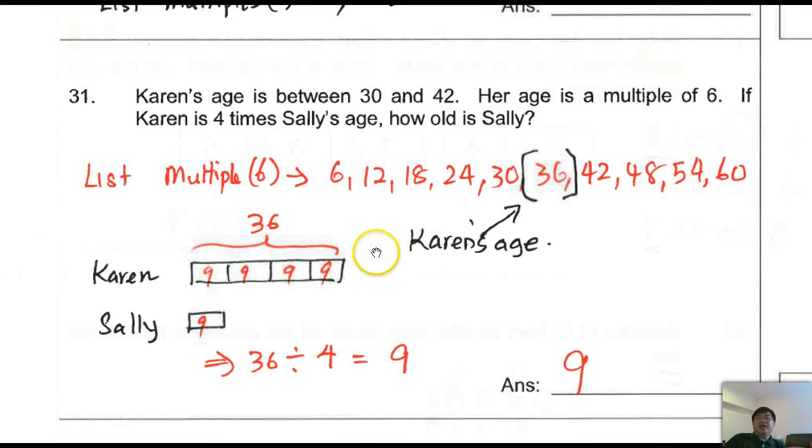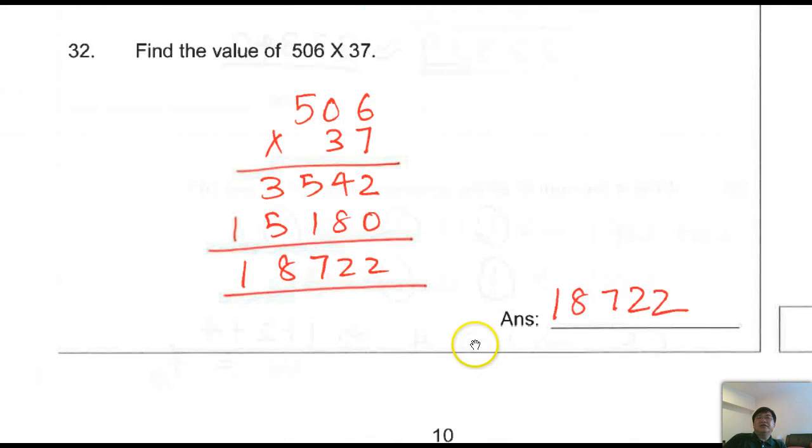Next, Karen's age is between 30 and 42. Make sure you list it down, okay, until probably 42 you can stop. So it's between 30 and 42, yes, so it is 36. Karen's age is 36, we found out one. Okay, now her age is a multiple of 6, correct? Okay, multiple of 6. If Karen is 4 times Sally's age, how old is Sally? So you take 36 divided by 4, and Sally is 9 years old. Answer 9 years old.